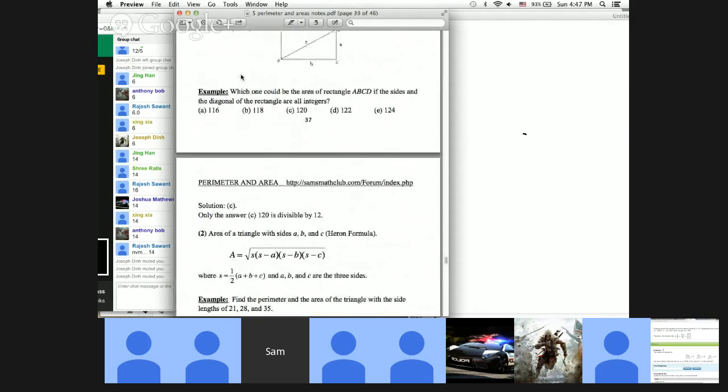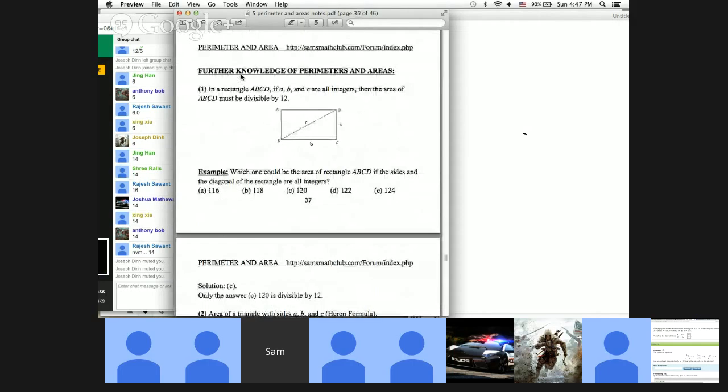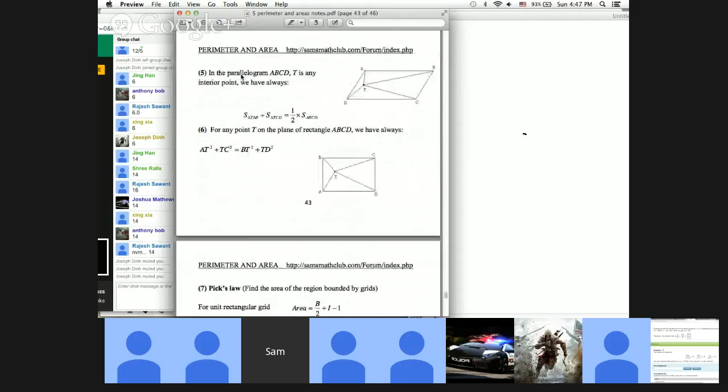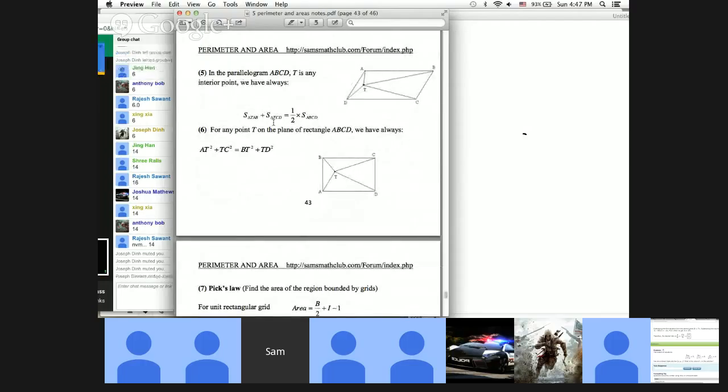I just want to go back and mention something real quick. This formula, I skipped over it because I didn't think we would have enough time, but it seems like we have more than enough time. Looking back at this formula, point number 6, you won't see it a lot, but you'll see it sometimes. If you pick any point T inside the rectangle, and connect it to a corner and to the opposite corner, the squares add up equally. So it's just AT squared plus TC squared is equal to BT squared plus TD squared.